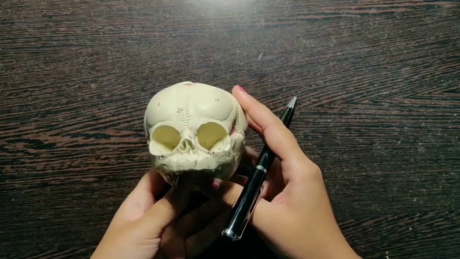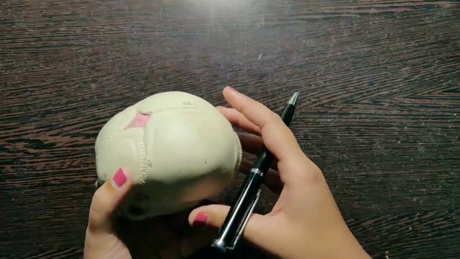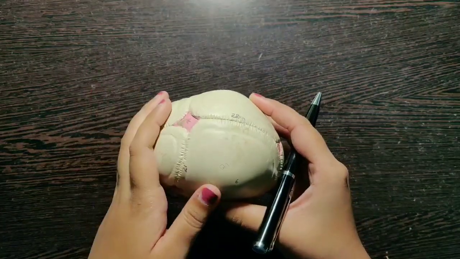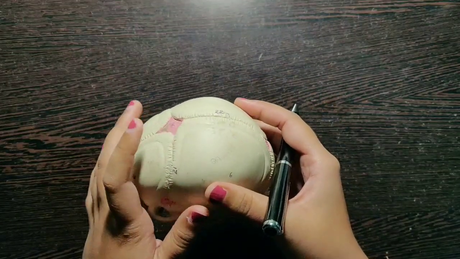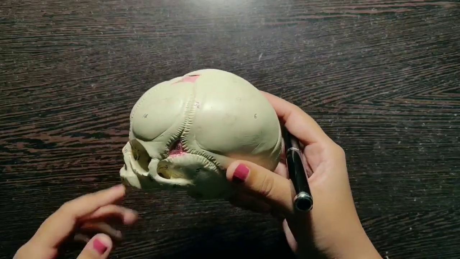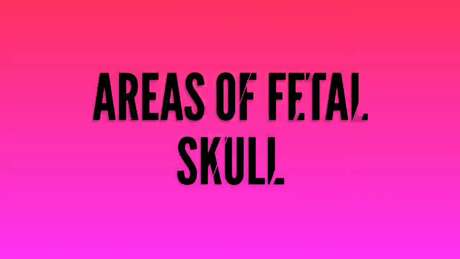In today's video we are going to discuss the fetal skull. So we are going to discuss various regions of the fetal skull, bones, vault and sutures, fontanelles and also diameters of the fetal skull. So let's get started.